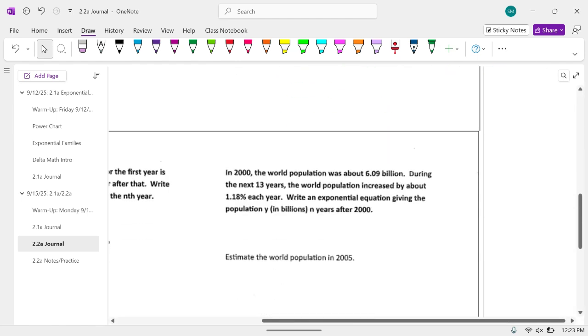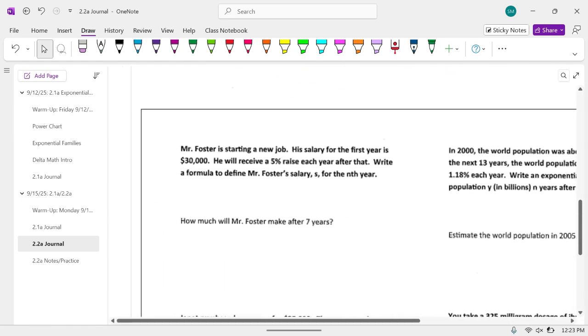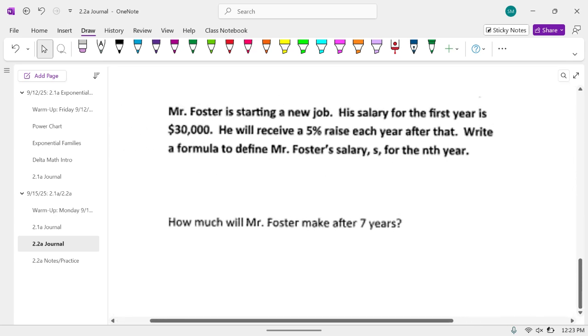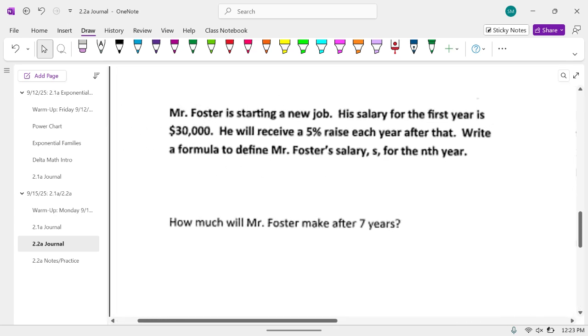Now, let's actually go through some problems and put what we just talked about to use. So, on the inside of that journal, go to the top left problem, the one that starts with Mr. Foster. All right, so Mr. Foster is starting a new job. His salary for the first year is $30,000. He'll receive a 5% raise each year after that. Write a formula to define Mr. Foster's salary as for the nth year. Clearly, Mr. Foster needs a new job because $30,000 is even less than what I can pay. I'm saying something. All right.